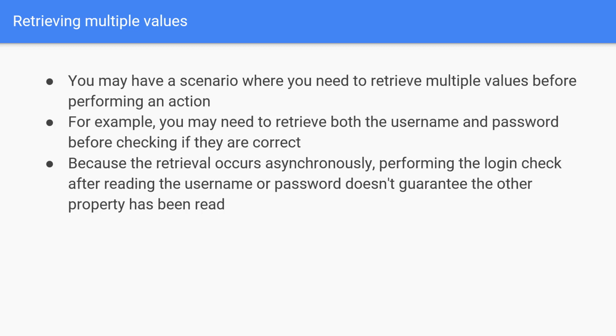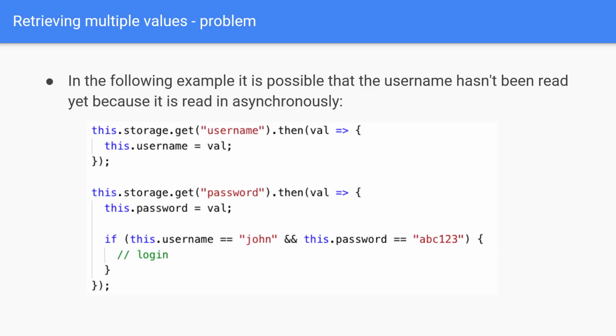You may have a scenario where you need to retrieve multiple values before performing an action. For example, you may need to retrieve both the username and password before checking if they are correct. Because the retrieval occurs asynchronously, performing the login check after reading the username or password doesn't guarantee that the other property has been read. In this example, it is possible that the username hasn't been read yet because it is being read asynchronously.